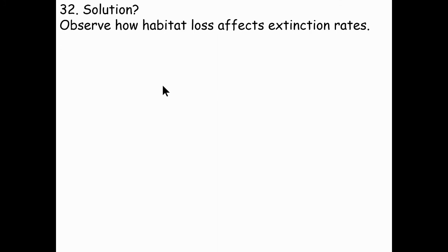All right, so what do we do? We really need to quantify, collect data with units, measure it. Habitat loss really is tied to extinction rates.